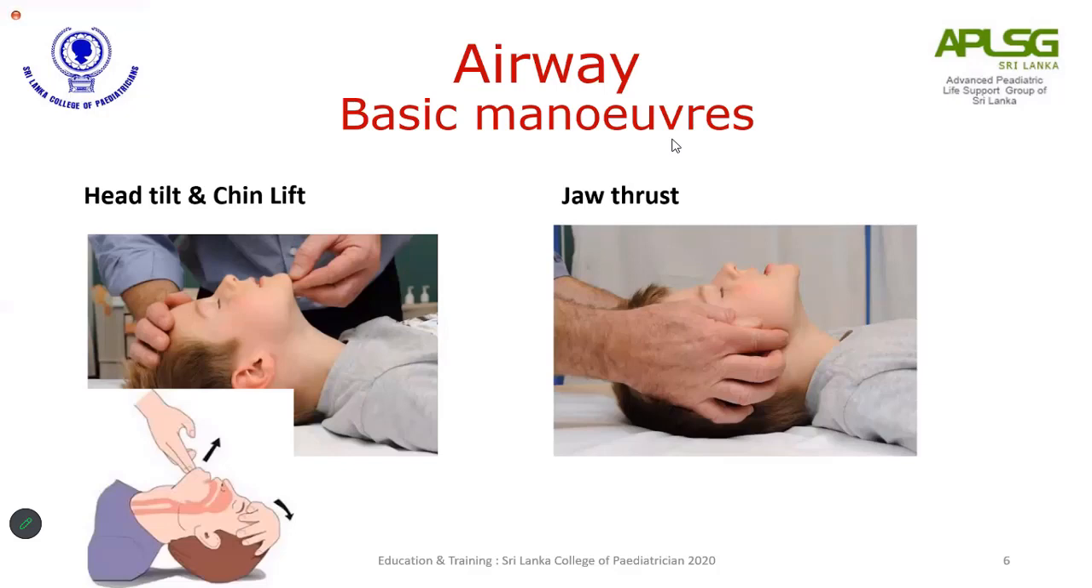During the jaw thrust, you use both of your hands and keep the fingers on the jaw of the child and stabilize the cheeks with the thumb. And your aim is to push the jaw upwards and maintain the airway in a jaw thrust maneuver, as you can see in the second picture.